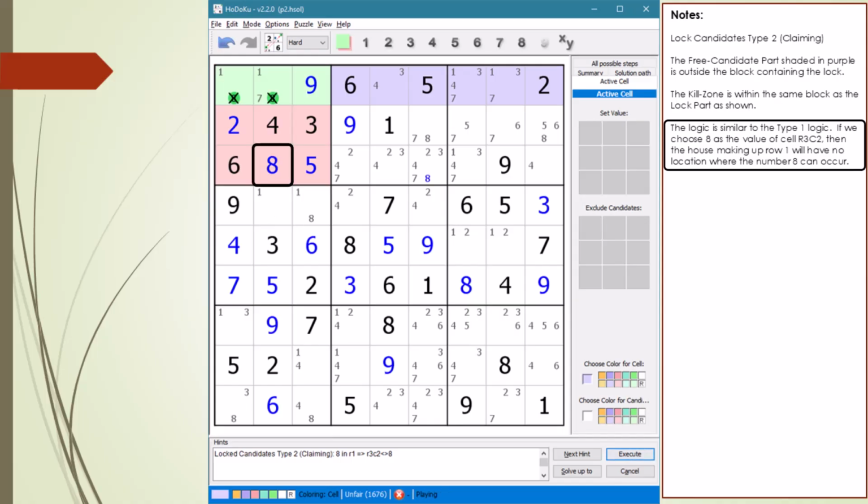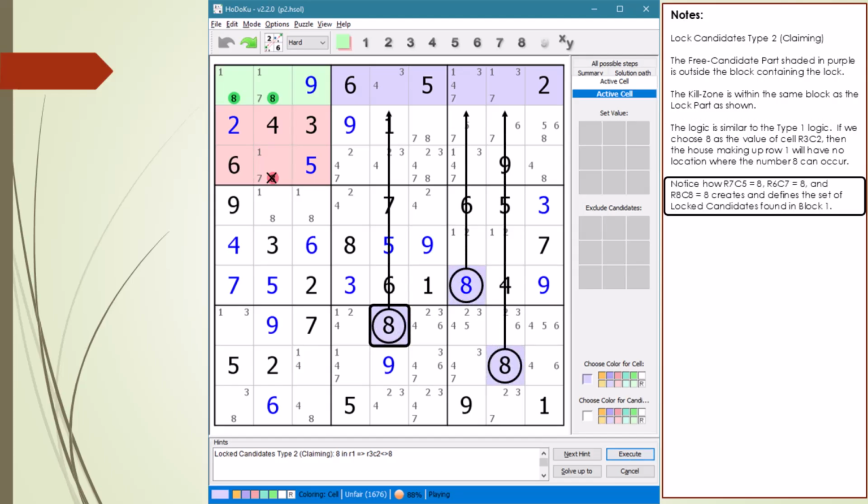If we assume cell 3, 2 is set to a value of 8, then there is no place where the 8 can be set as a value in the house making up row 1. So we must assume the possible 8 candidate in cell 3, 2 is a non-possible candidate. Notice how the 8 in cell 7, 5, 6, 7, and 8, 8 create and define the set of lock candidates located in block 1.